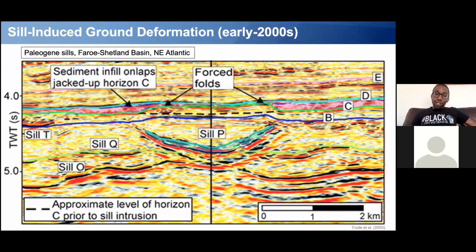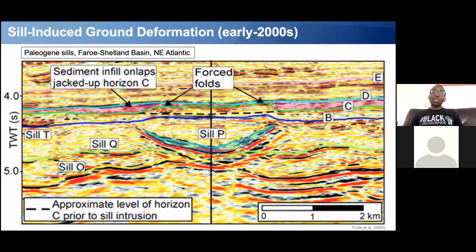What you can see in here is a number of igneous sills. One of them is labeled here in P. So you can see these igneous sills encased in Paleogene deep water mud rocks, and these are from the Faroe-Shetland Basin. There's a very subtle forced fold above this sill. You can see the green horizon is buckled up and then down again, and that's because of the emplacement of this sill.